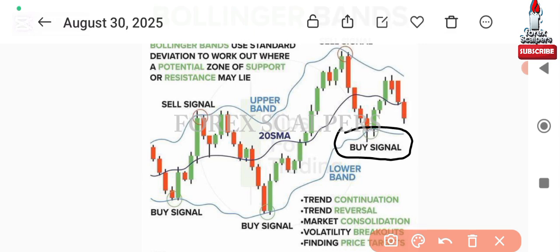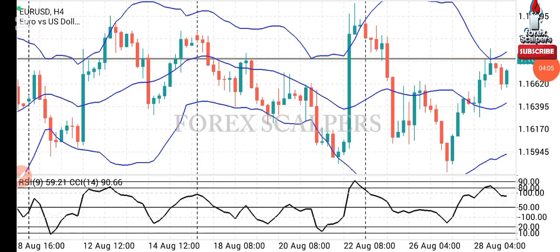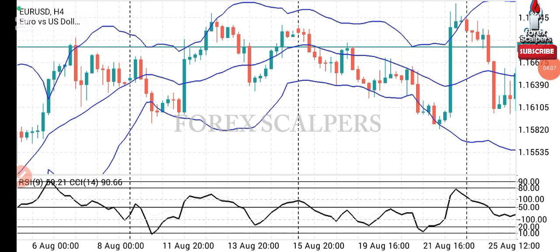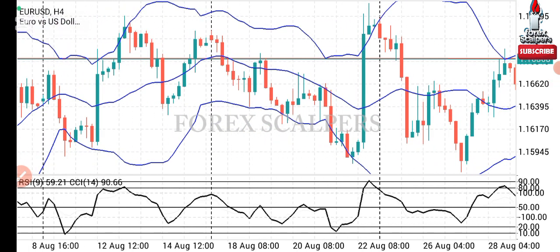Having said that, I will show you exactly how this is applicable on a live trading chart scenario. So let's go to our chart. Now this is a typical live chart, and I will explain to you briefly.